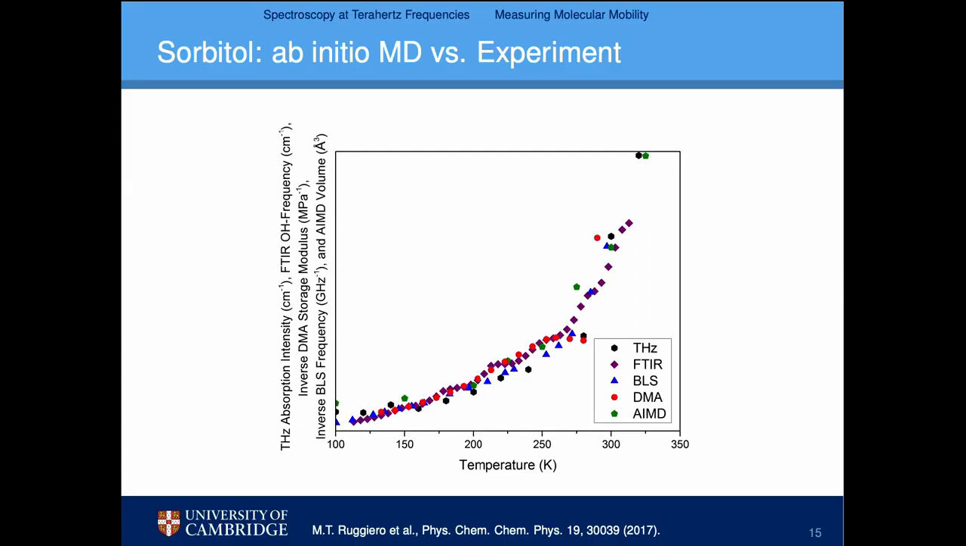Now, using this MD method, we can explicitly calculate the volume occupied, in this case by 10 molecules of sorbitol in the disordered condensed phase, as a function of temperature. And the results here, these green-filled pentagons in this plot, are in excellent agreement with the experimental data from all these different methods that we showed before.